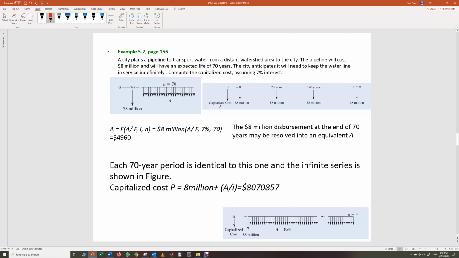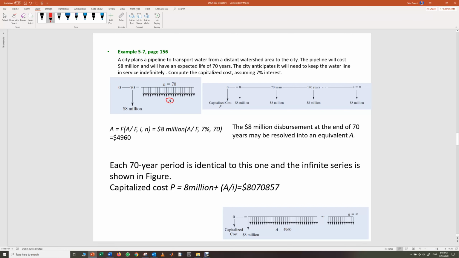So here, since the expected life is 70 years, we have to keep the service indefinitely. Every 70 years we have to pay 8 million to construct the pipelines. So we would like to put an amount of money in the beginning of the cash flow, and every year we take value A during 70 years.